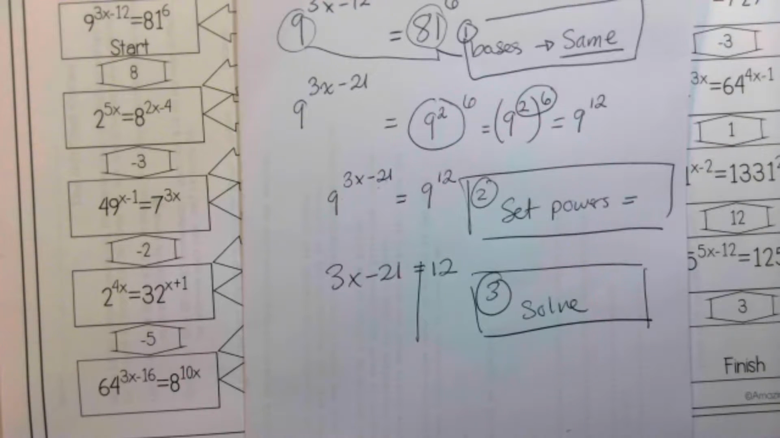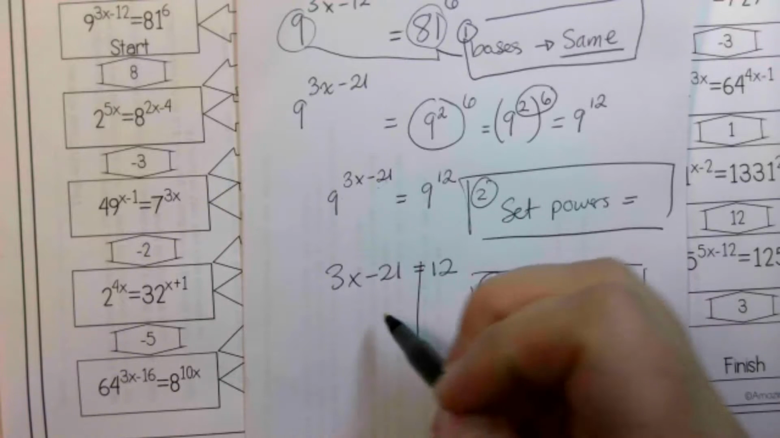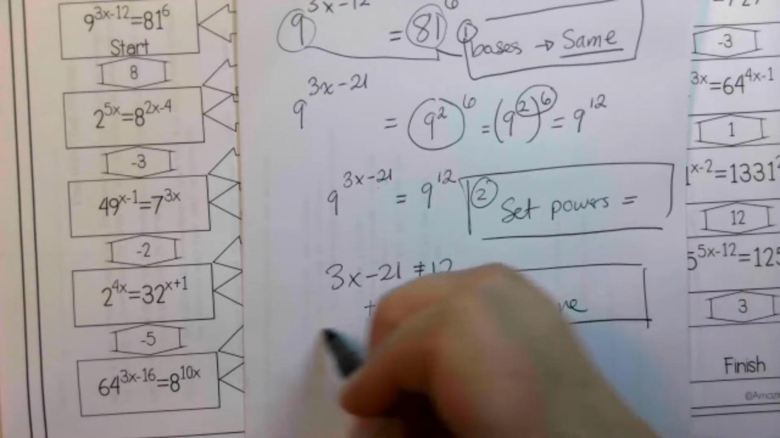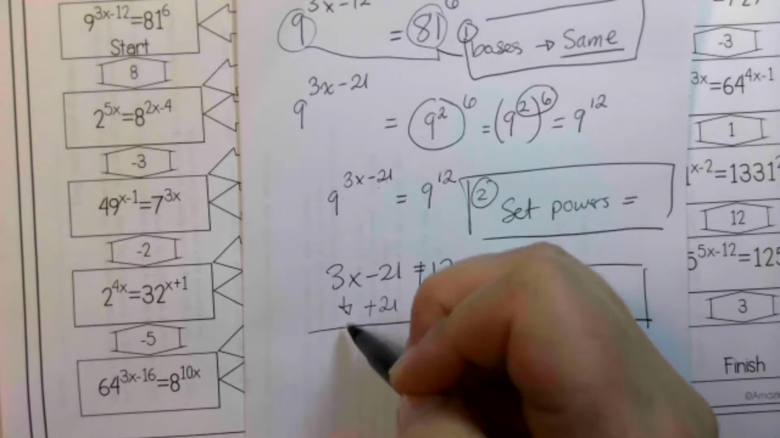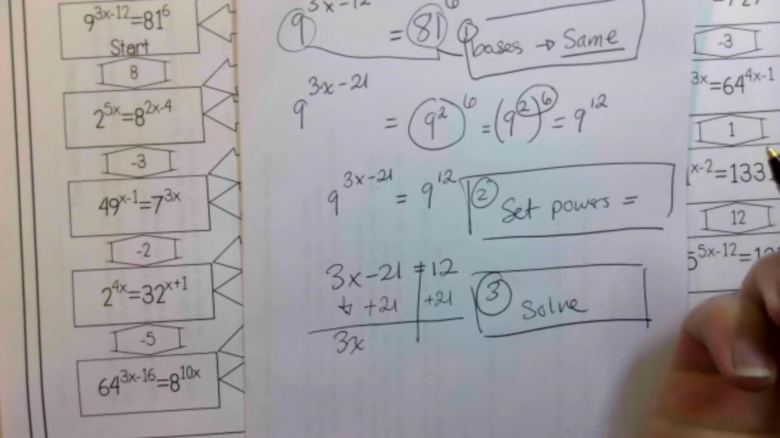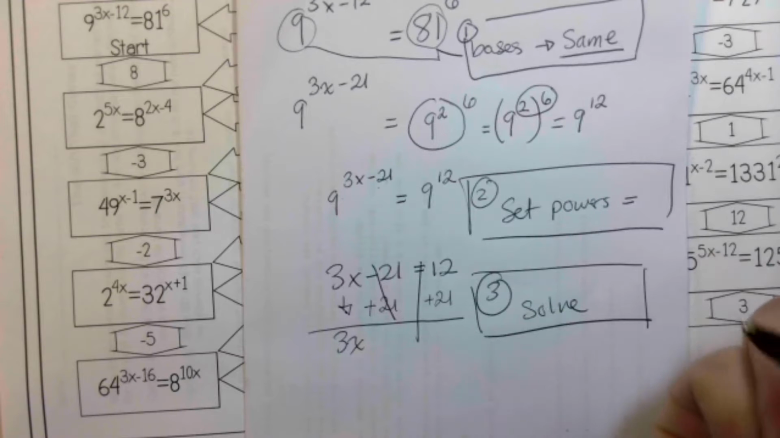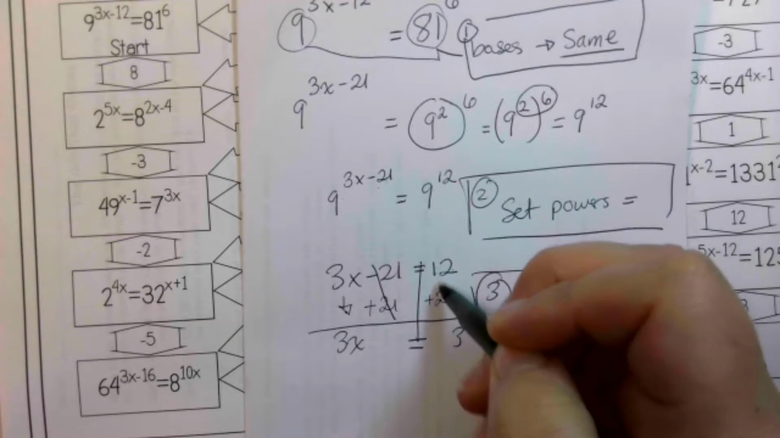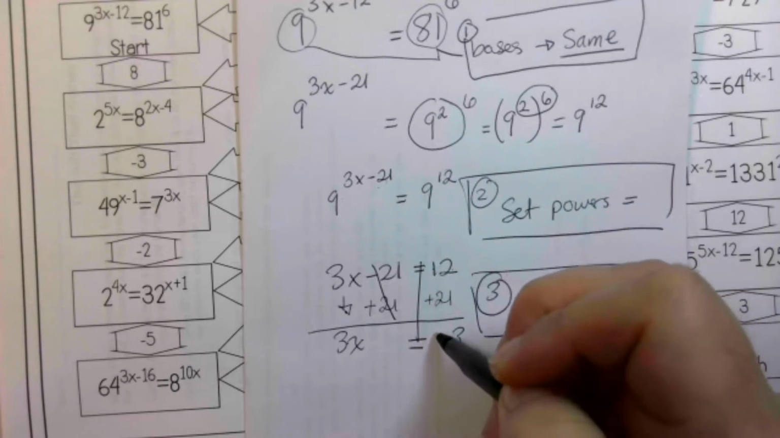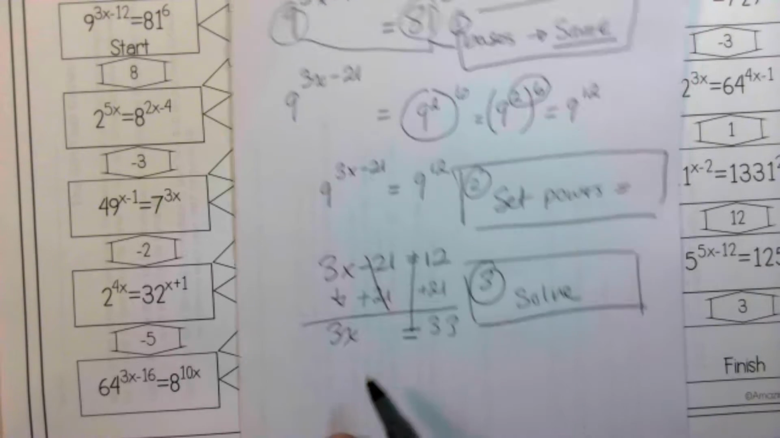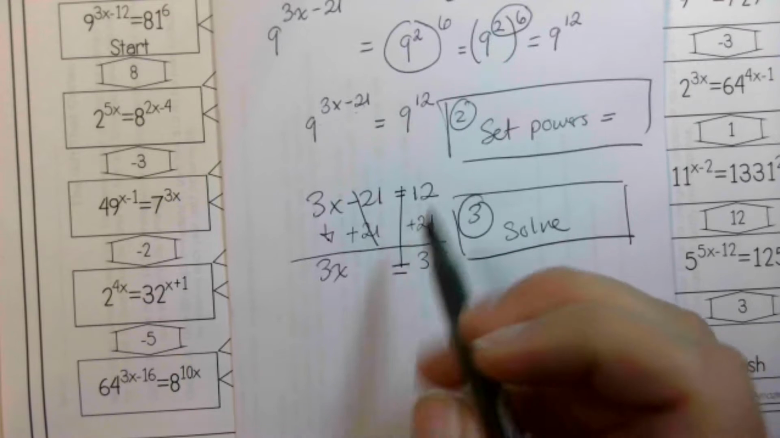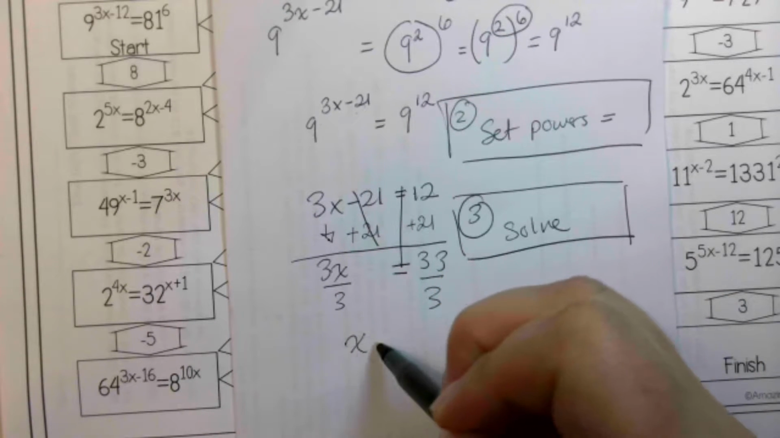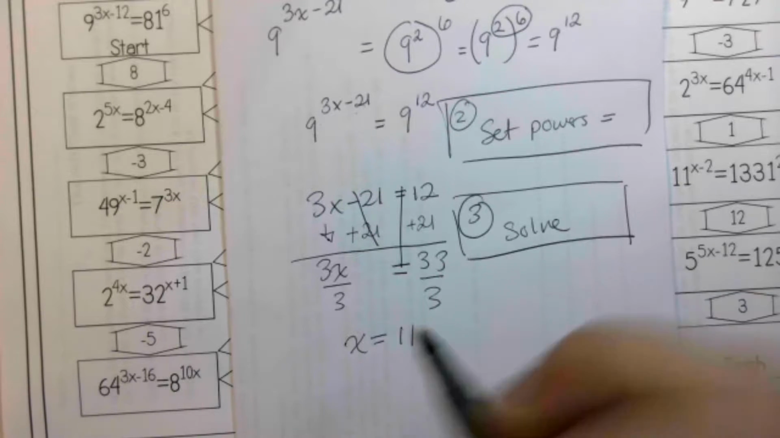Draw your line. I want the x by itself. Plus 21, plus 21. That 3x comes down. Those cross out. 12 plus 21. I want the x by itself, so I'm going to divide. I've got x equals 11.